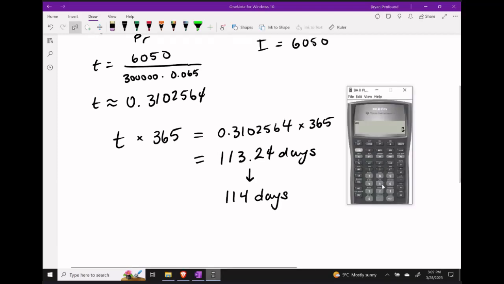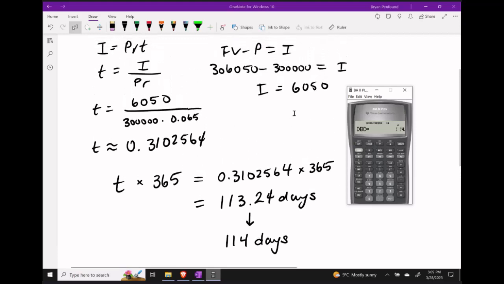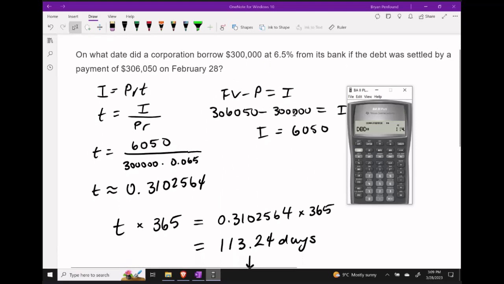And then let's go ahead and get the DBD function ready on our calculator. We're going to scroll down to DBD. We're going to program in 114 and hit the Enter button. And let's scroll back up so that we can see the premise of our question. We know that the date when everything was paid off was February 28th. Or in other words, our DT2 should be February 28th.